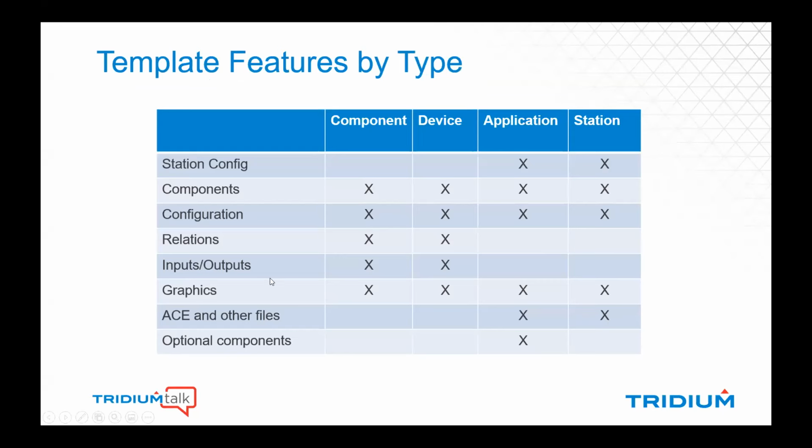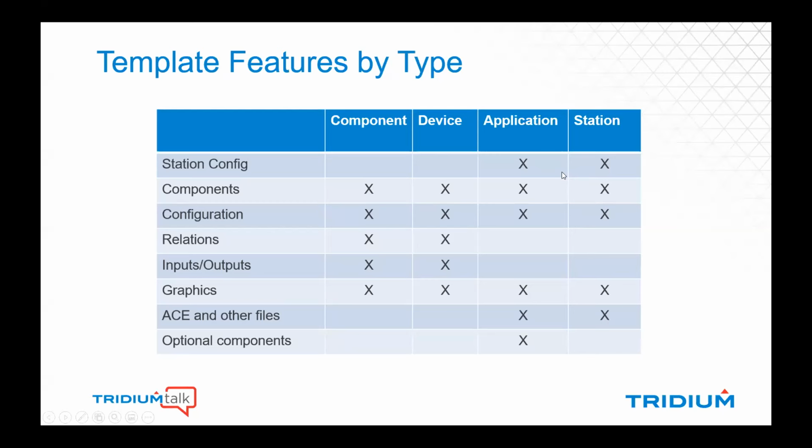All right, looking a little deeper into these 4 different types of templates, the features available in each: component and device templates, and application and station templates, they all give you the ability to capture components and to define configuration properties for those components that can be set for each instance of your template as you create it. The component and device templates also give you the ability to define external relations and external input-output points that can be applied to your template when it's deployed. They all give you graphics capabilities.